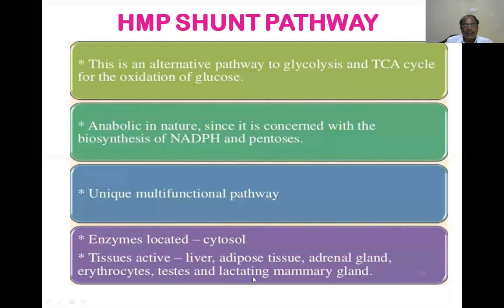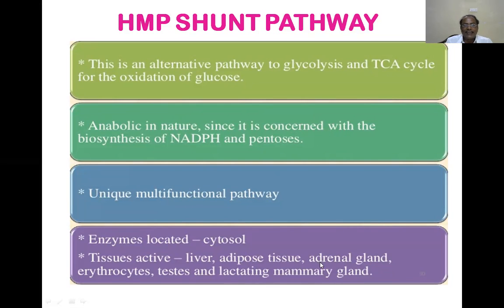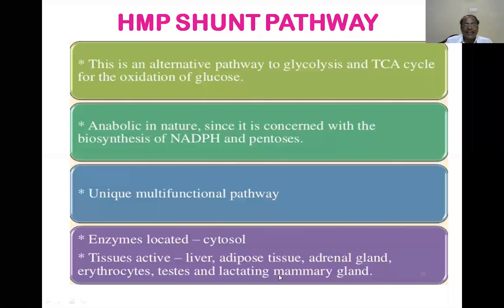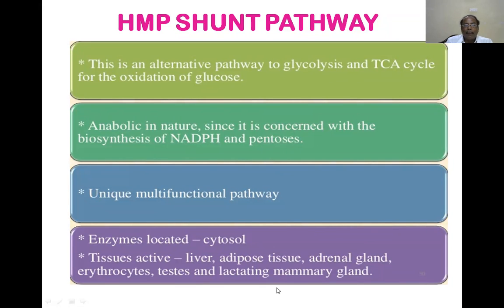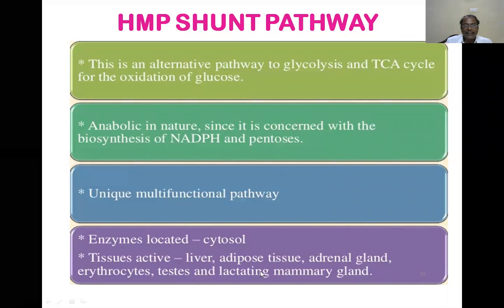And another one is the lactating mammary gland. What does the lactating mammary gland need? It needs two important things. One is fats, which need to be synthesized to be mixed in the milk. So milk is rich in fats, triglycerides. And then another one is lactose. The synthesis of lactose and the synthesis of fatty acids are all again needing the reductive power NADPH. And hence, these tissues are actively having this shunt pathway.